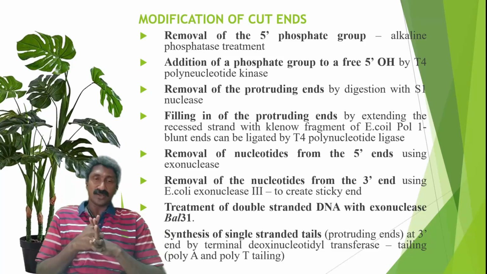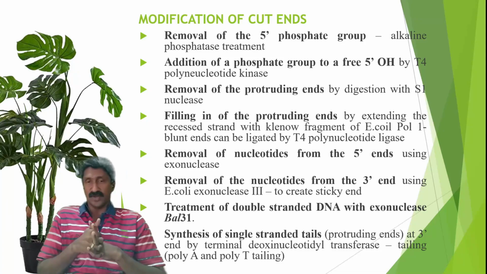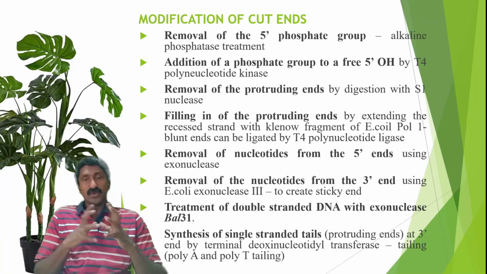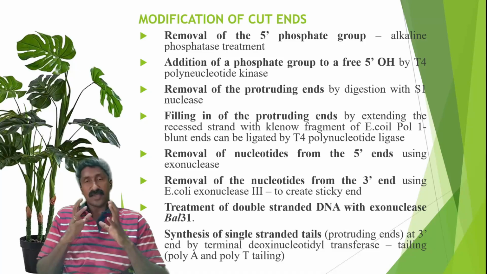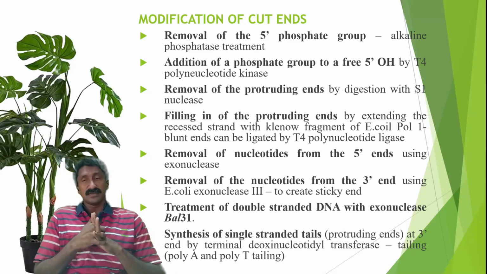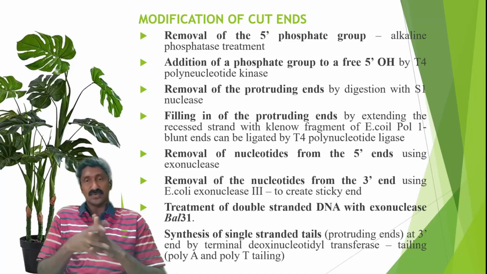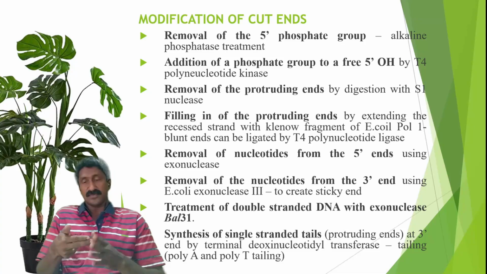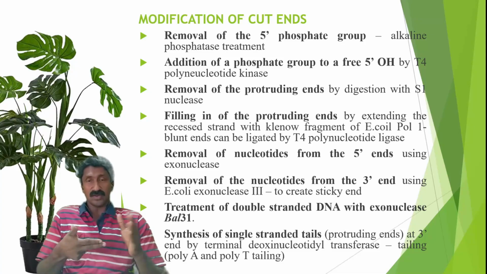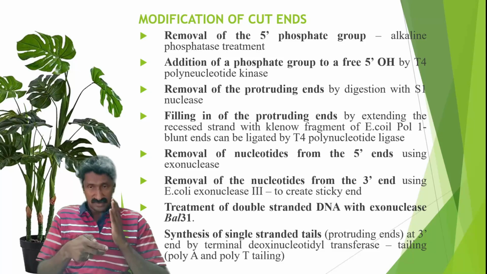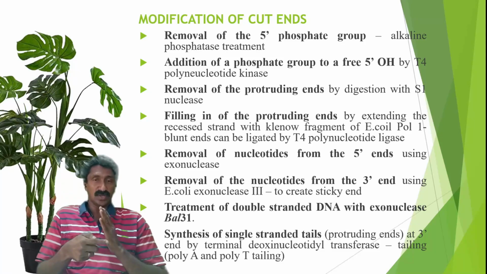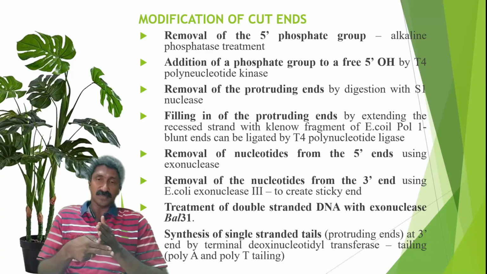E. coli DNA polymerase 1 Klenow fragment. Then removal of the nucleotides from the 5' ends using exonuclease. So you can again, for example, the strand may be a longer one and you won't require that one. In that case, you can remove some of the strands from the 5' end by an enzyme known as the exonuclease. Exonuclease can be used for removing some of the bases from the 5' end.